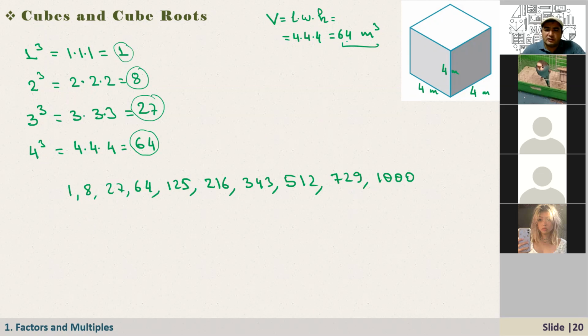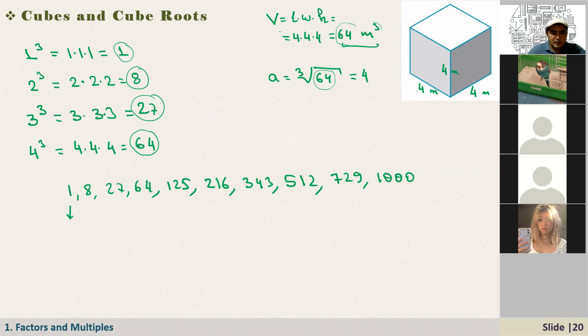Sometimes you may have the question, if we are given the volume of this cube, what is one side of the cube? We know that in the cube, all sides are equal, right? From here, if volume is 64, and one side is A, this A will be the cube root of 64. It means what number's cube is equal to 64. So that number is 4.